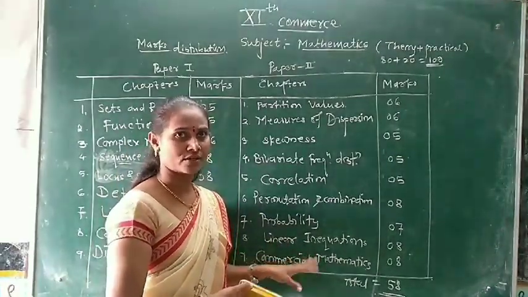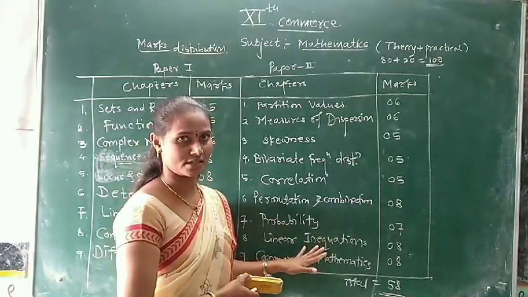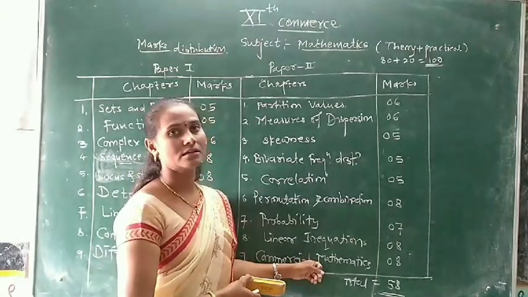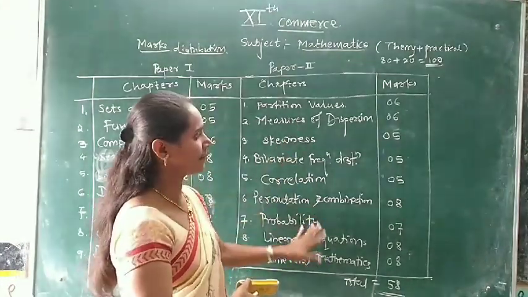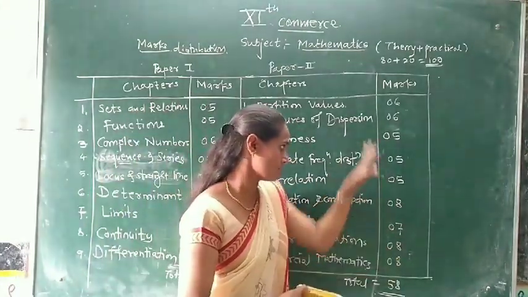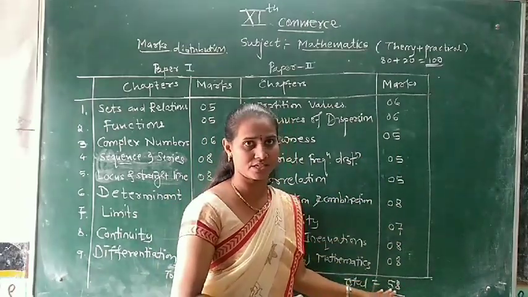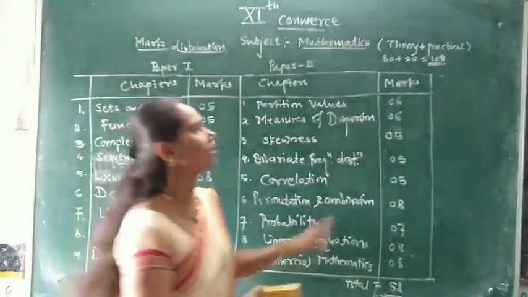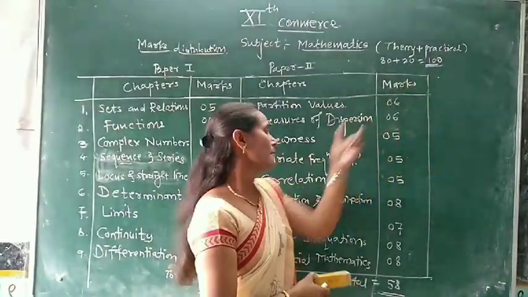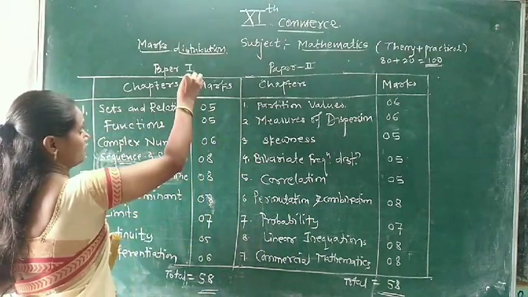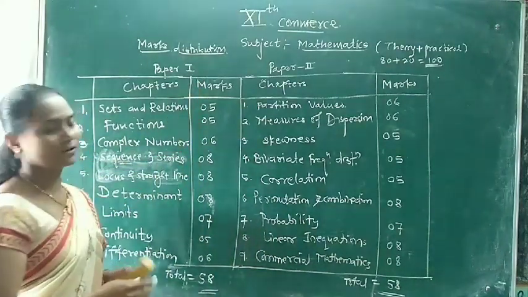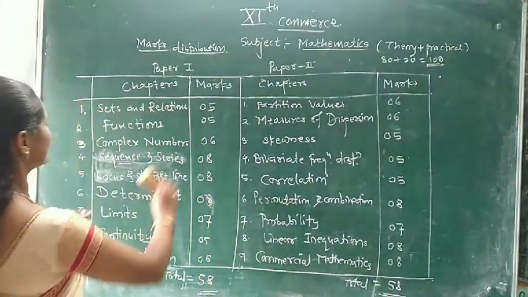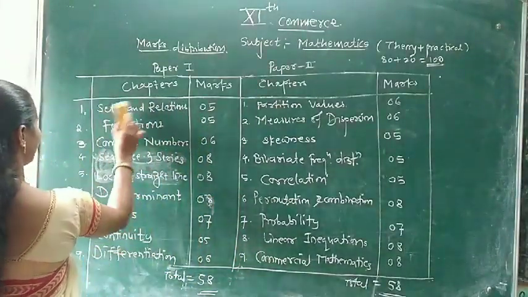In this chapter we study about GST. There are so many examples on GST. So this is our paper second, and again paper second has 58 marks weightage, with options. We have to solve a paper of only 100 marks. So first we start our new chapter, sets and relations. First, let us look at sets and relations.